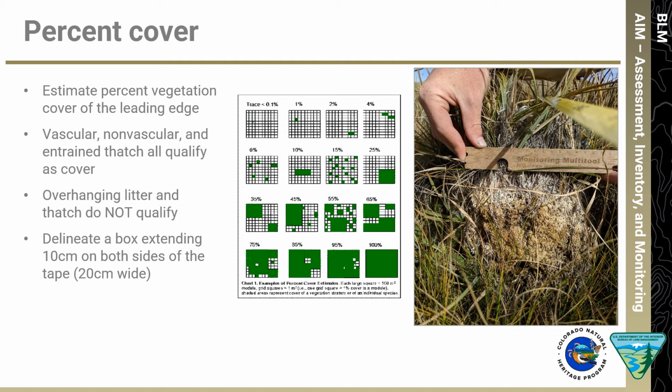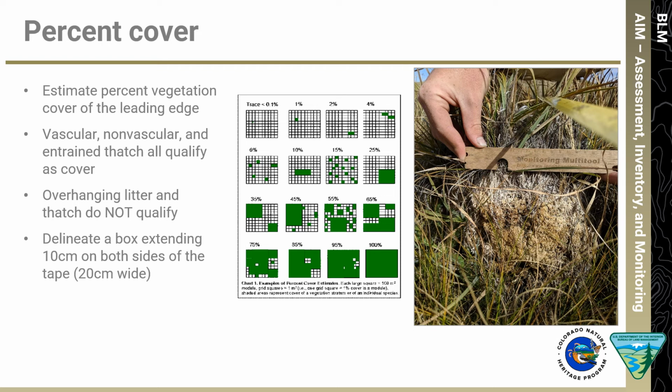To estimate cover, delineate an area on the hummock face extending from the initiation point, or noticeable change in slope, to the shoulder, found just below the top of the hummock. Extend that box 10 centimeters on both sides of the transect tape, creating a 20 centimeter wide box.